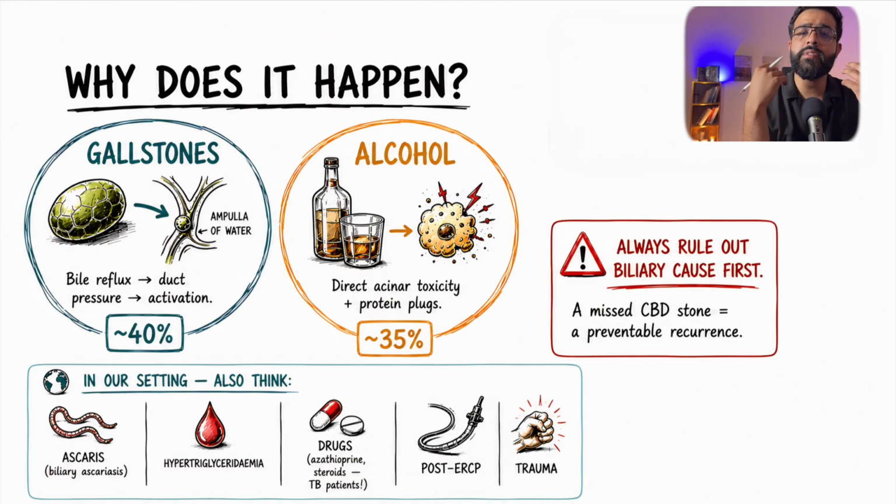Post-ERCP pancreatitis, as we do more ERCPs in our tertiary centers, this is becoming increasingly relevant. Then trauma, especially penetrating abdominal trauma in our setting. And lastly, drugs, azathioprine, steroids, which we take a mouthful every day. This is something to look for. There are other causes as well, like hypercalcemia, autoimmune pancreatitis, or genetic causes like PRSS1 mutation, for example. These matter too. But statistically, in our setting, always go for gallstones first, always.